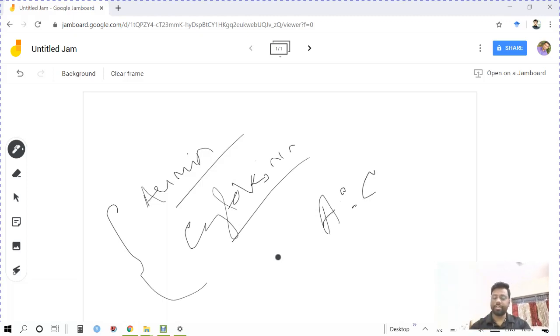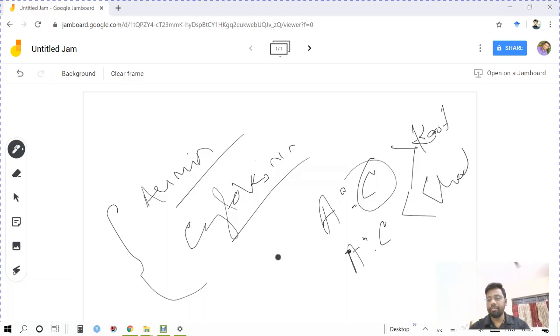Okay, remember this ratio between auxin and cytokinin. When the auxin to cytokinin ratio is high, it will form root. Remember this. When the auxin to cytokinin ratio is low, it will form shoot. This is the basic concept of micropropagation.